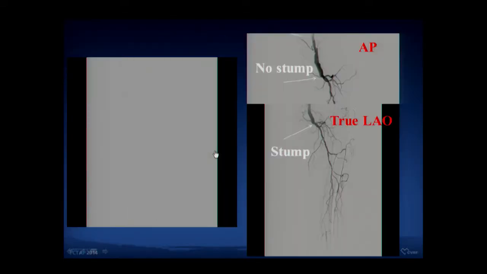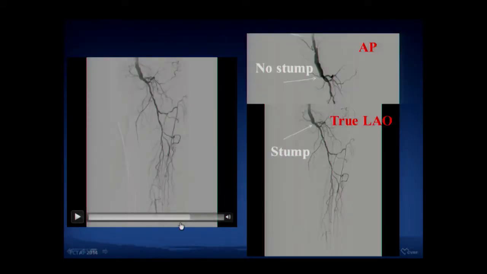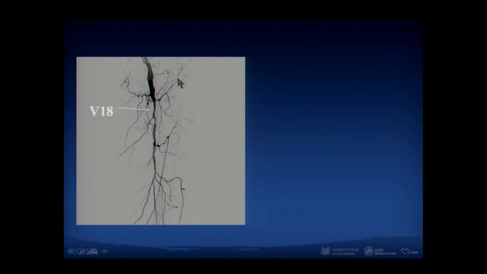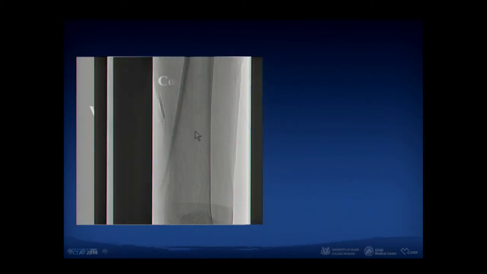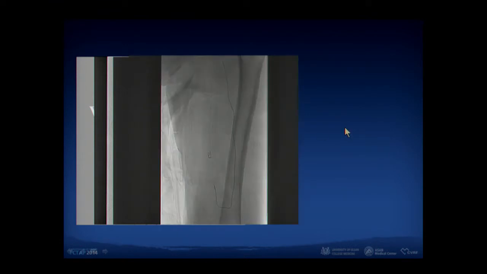Another case, transcollateral approach. This patient also has SFA total occlusion with good collateral. There is no stump in the AP projection. However, the ipsilateral projection showed the stump here. So I think the ipsilateral projection is very important to know the exact entry point. With good collateral, we tested several pathways. At first, we tried the reentry device and hard wire, but all techniques failed.